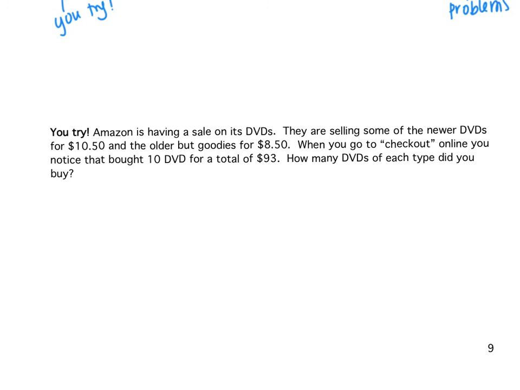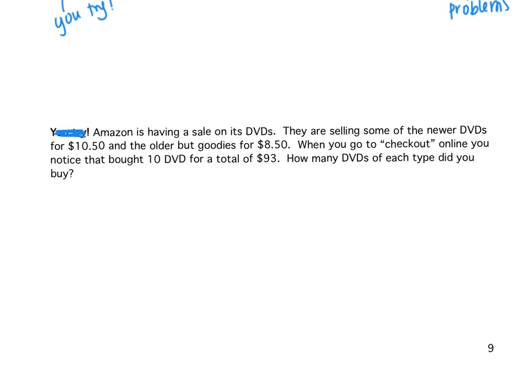Example 4. This is one we're going to do together. Amazon is having a sale on its DVDs. They are selling some of the newer DVDs for $10.50 and the older oldies but goodies for $8.50. When you go to checkout online, you notice that you bought 10 DVDs for a total of $93. How many DVDs of each type did you buy?